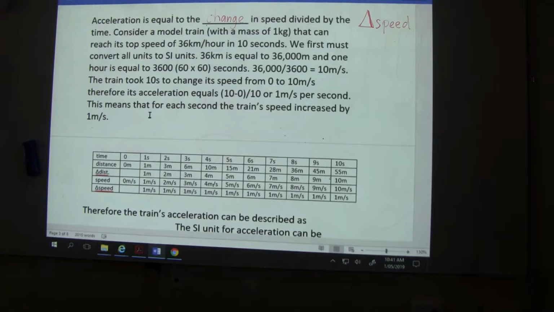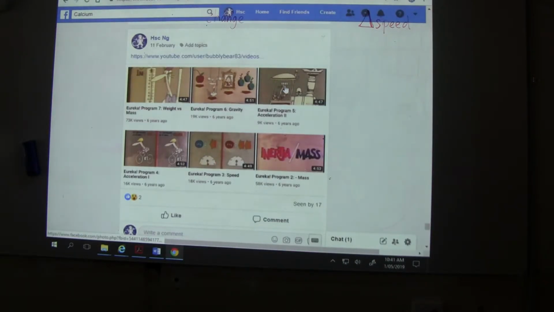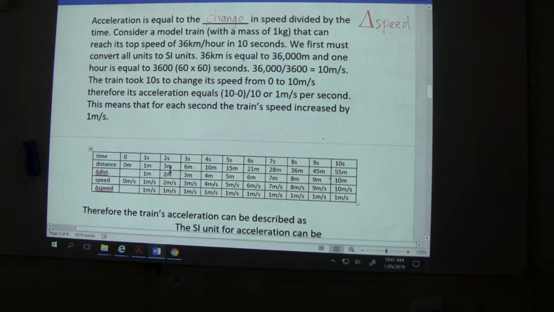Again, I'm going to go back to the Eureka videos. If you watch this Eureka video, Program 5, Acceleration 2, it is a really good video that clearly explains what I'm talking about. It uses an example and a demonstration of what I'm talking about. So I'm going to suggest that you watch that video if you're not sure what I'm going on about at the moment and come back. But I'm going to press on for a second and say, okay, imagine our train.